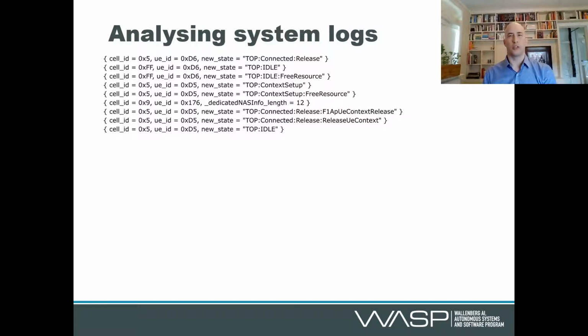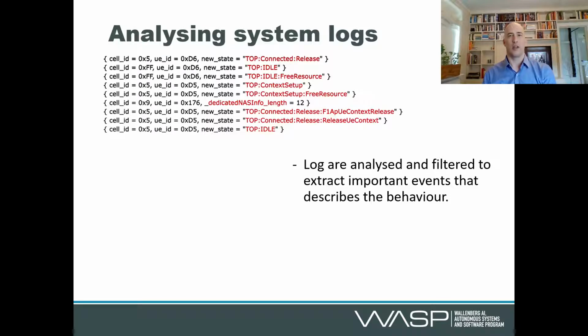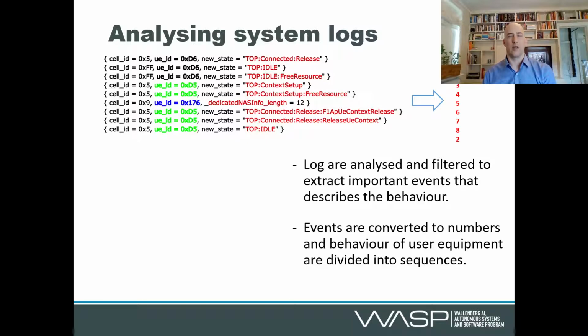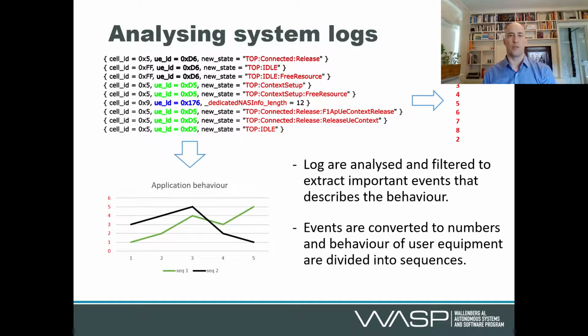To be able to use the system logs for training a machine learning model, we extract important events and turn them into a numerical format where each number corresponds to a unique event. We then divide the events into sequences that belong to the same user equipment, and this is important since there can be thousands of concurrent services ongoing and they're all mixed up in the log.